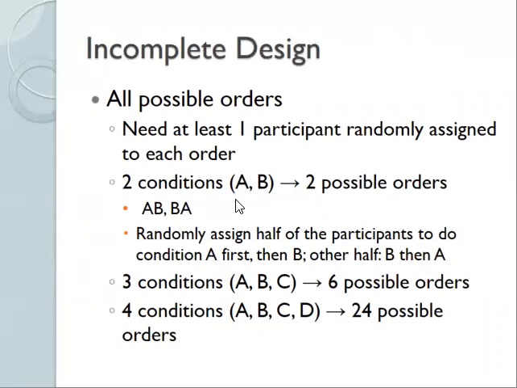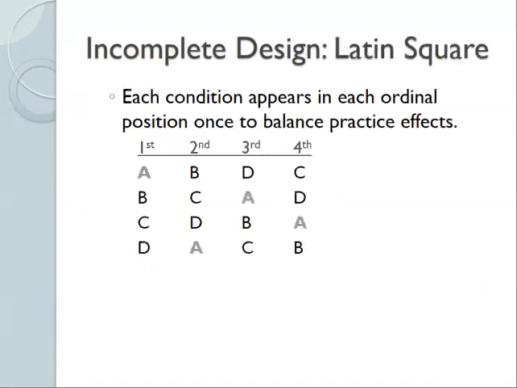If you have three conditions, you get 6 possible orders. Okay, so you need to divide your participants up among those 6 possible orders. If you have 4 conditions, you have 24 possible orders. So this gets really big really fast. So you need to have at least as many participants as you have orders. And so if you have very few conditions, then this can potentially work for you. If you have a lot of conditions, then you might need to use what's called a Latin square.